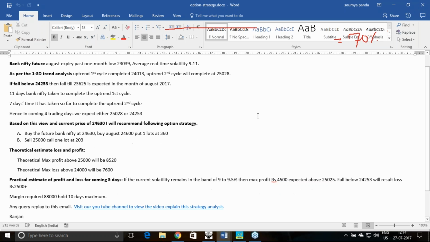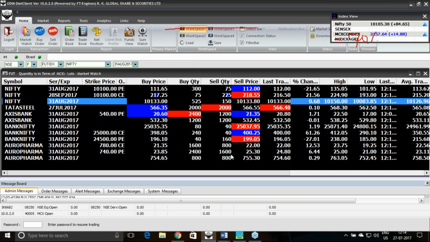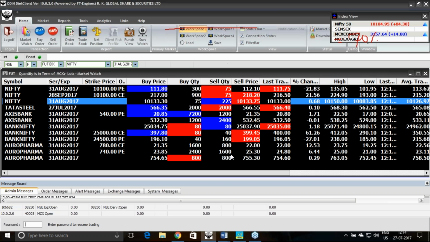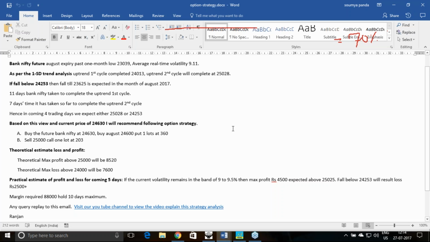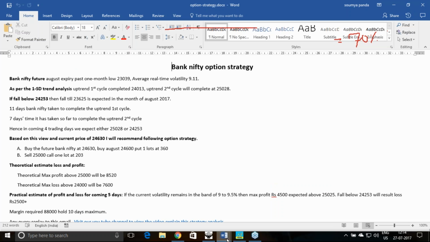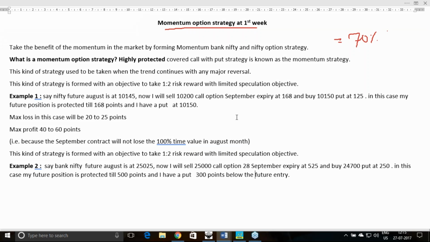Yesterday I also gave one more similar strategy: buying Nifty, Bank Nifty future, August put and selling a call option of August. It is the same covered call strategy in the August month itself. If you look at today's data, it is very much in profit. You can try to book the profit and come out of yesterday's strategy. Same strategy, but with a different composition I am presenting to you today based on the momentum in the market.